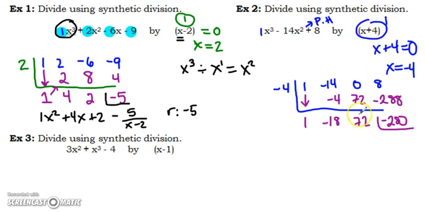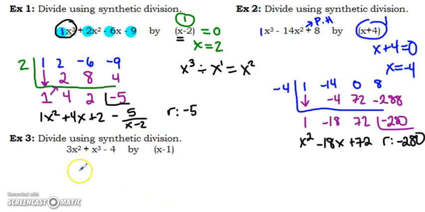That is so not a factor. Okay, so my solution is going to be x squared, because that's 1 less than my degree, minus 18x plus 72 with a remainder of negative 280.